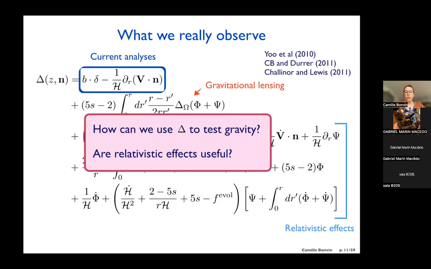And also, are these relativistic effects, which are subdominant with respect to density and redshift space distortion, useful to test gravity? Can we learn something more by having these relativistic effects into the game? So what I will show you in this talk is that, yes, the relativistic effects are actually very useful. And in particular, there is one effect which is crucial if we want to test gravity in a model-independent way, which is this term here, which contains the distortion of time.